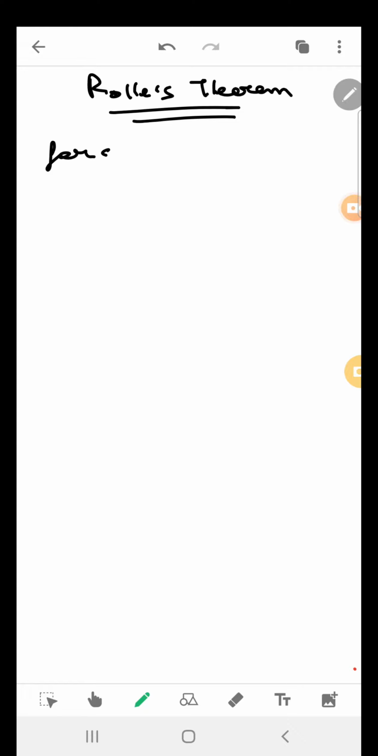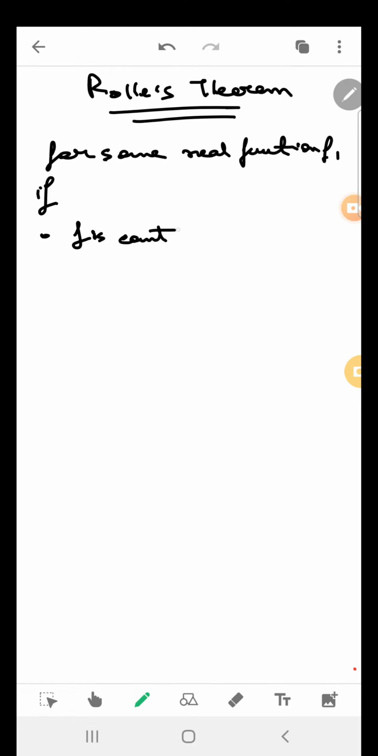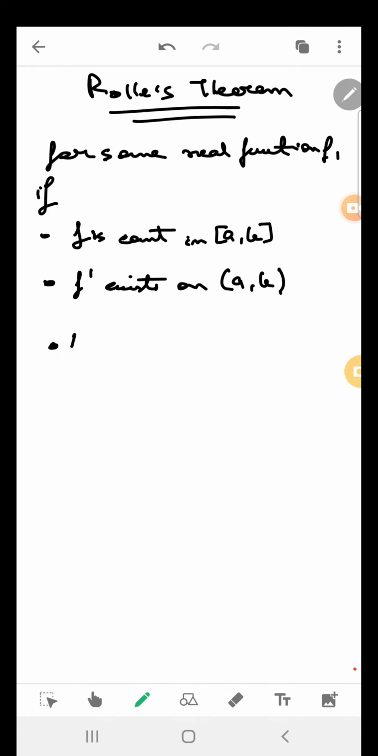So for some real function f, if point 1, f is continuous in the closed interval [a, b], f' exists on the open interval (a, b), and f(a) equals f(b). Clear?